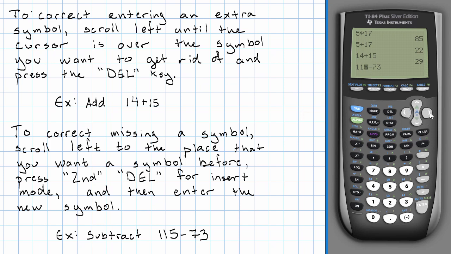Notice if I scroll left and right again, my cursor turns back into the black square. That means I'm no longer in insert mode. So if I were to type a symbol now, it would overwrite the symbol underneath the cursor.